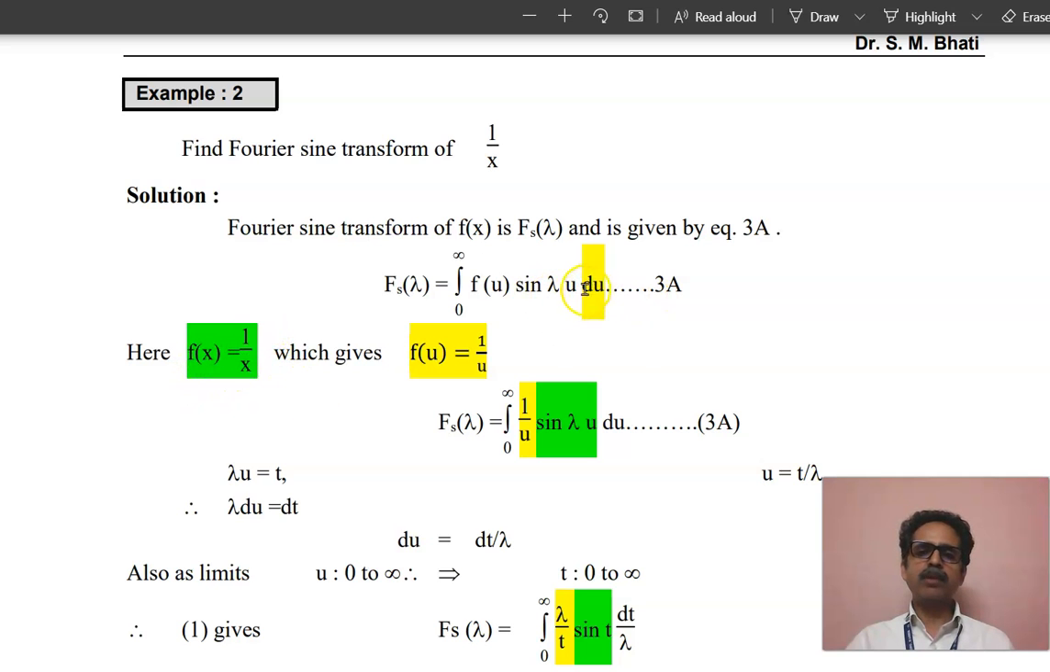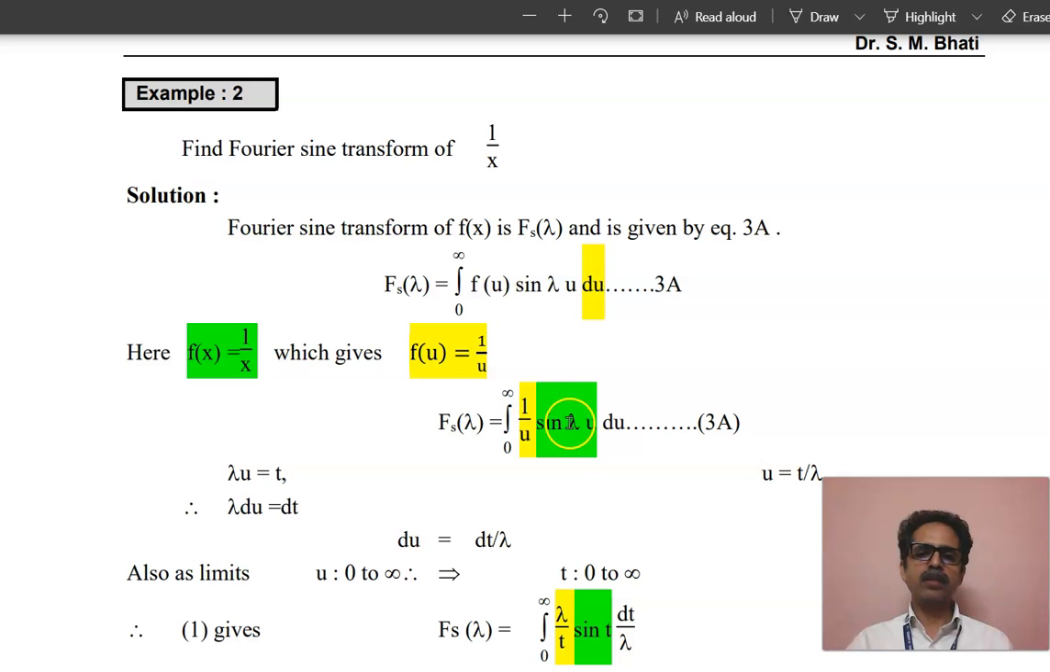But look at equation 3a on the right hand side. We have f of u, so we have to write f of u. But we know f of x, so from f of x we can get f of u by replacing x by u. That means f of u becomes 1 upon u. And we have to substitute this f of u in the right hand side of equation 3a.